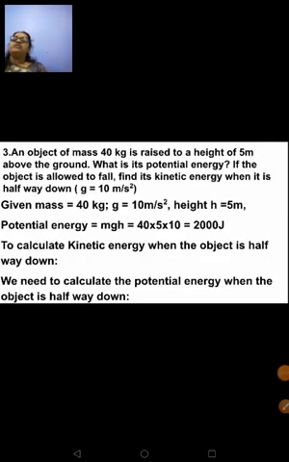An object of mass 40 kg is raised to a height of 5 meter above the ground. What is its potential energy? If the object is allowed to fall, find its kinetic energy when it's halfway down.